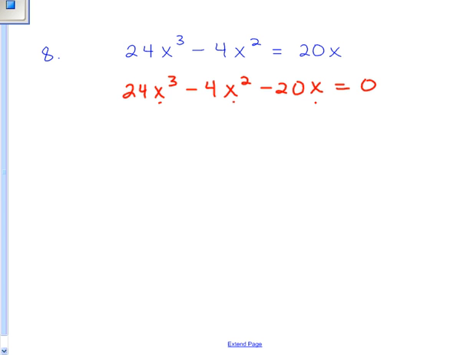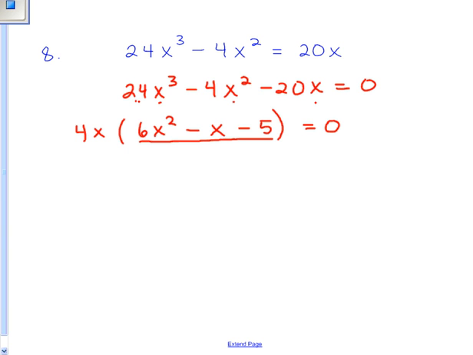So is there a greatest common factor? Well, we'll go into each term. 4 will go into each term, and they all have an x. So if I factor out 4x, 24x cubed divided by 4x would be 6x squared. 4x into negative 4x squared would be negative 1x. 4x into negative 20x would be negative 5. No x left. So then I'm still left with a trinomial here that I need to factor.